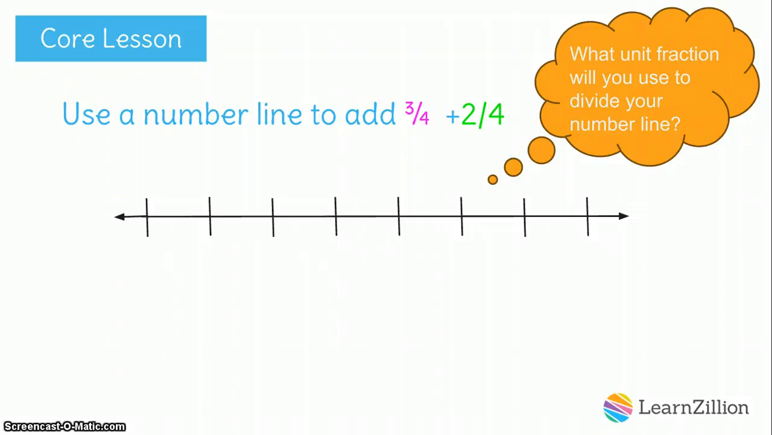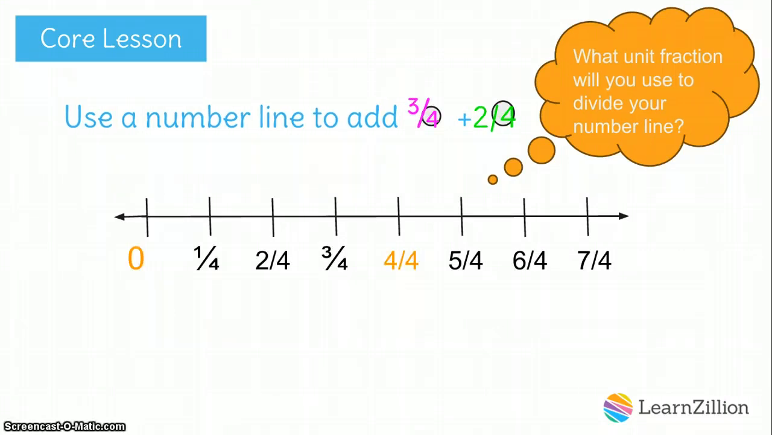Now, let's use a number line to add 3/4 and 2/4. What unit fraction will you use to divide your number line? I'm going to look at the denominator, which I see as a 4, so I know that my unit fraction is 1/4. I divided my number line into 1/4 intervals.